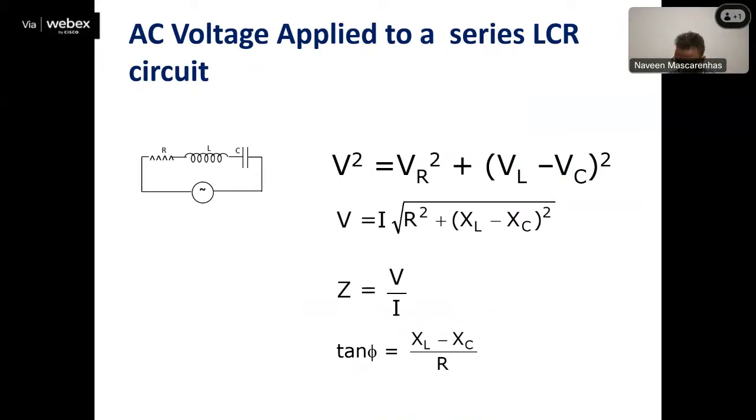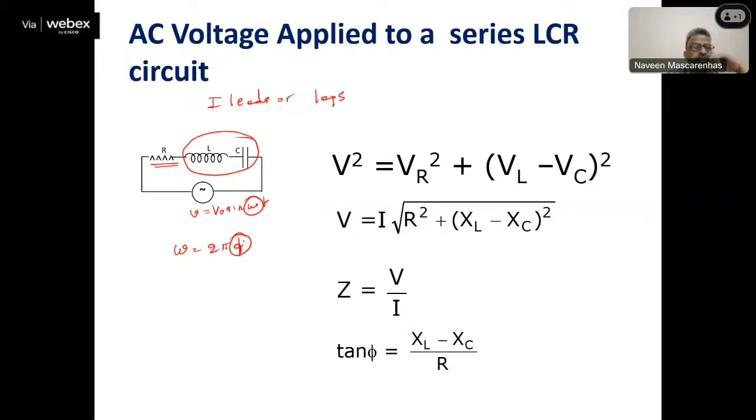Now, the most important circuit, and that is the LCR circuit. This is R, this is L and C. It can be in any order. But remember, now both L and C are there. Now, if I ask a question whether I leads or lags, you can't answer it very fast unless we know this omega, which is equal to 2 pi f, and f decides everything. The frequency decides.